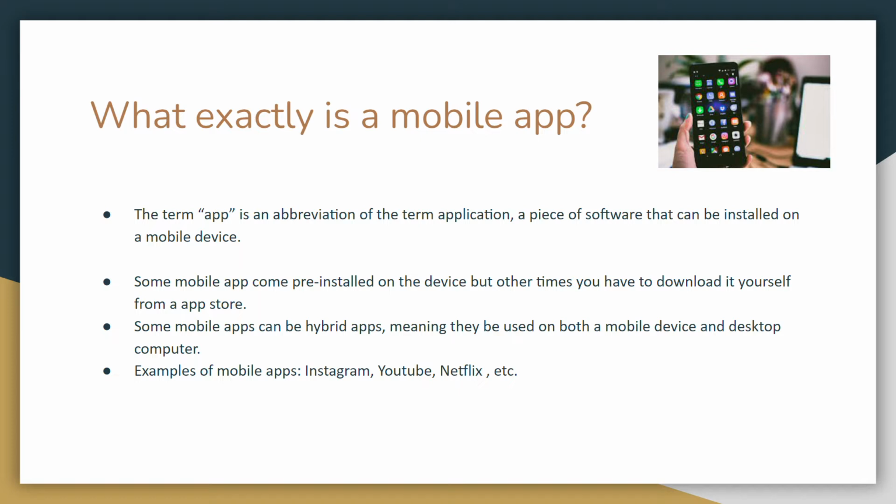Some mobile apps can be hybrid apps, meaning they can be used on both a mobile device and desktop computer. Examples of mobile apps would be Instagram, YouTube, Netflix, Twitter, Snapchat, and the list goes on and on.